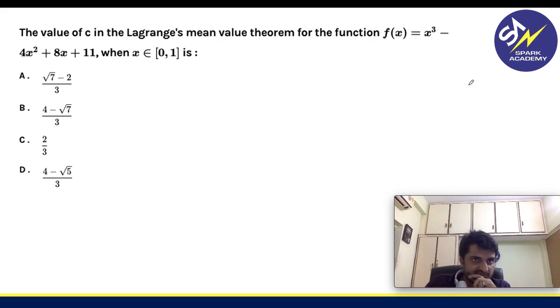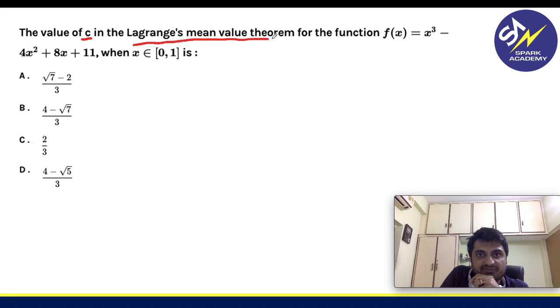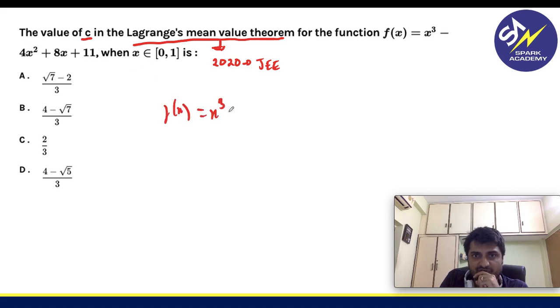Now look at this, guys. They said find the value of c in Lagrange's mean value theorem. This was asked in one of your 2020 slot exam, JEE exam. So again, it's very simple, guys. f of x is given as x cube minus 4x square plus 8x plus 11. So f of x is what? x cube minus 4x square plus 8x plus 11.